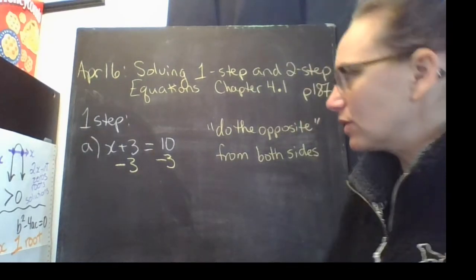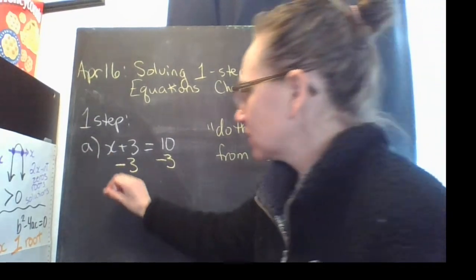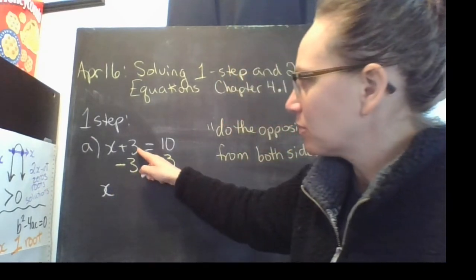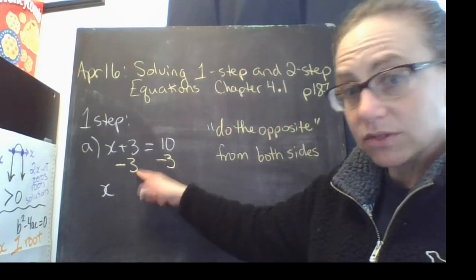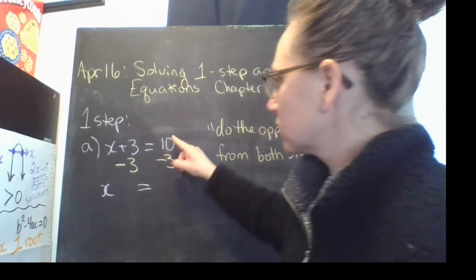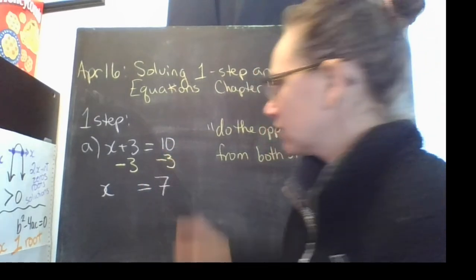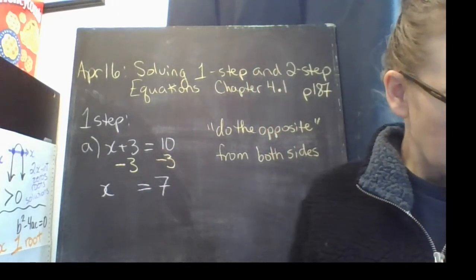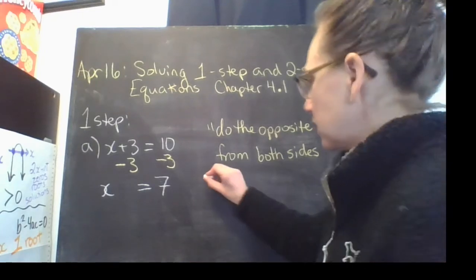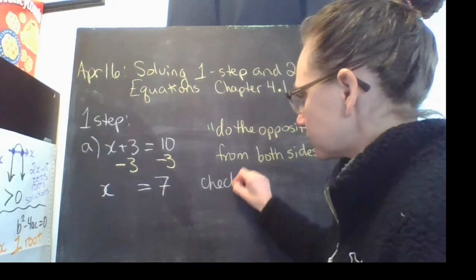So we have to do it to both sides. And the whole reason we do this is because I haven't done anything to my x, but plus 3 minus 3 becomes 0, so it's gone. Equals 10 minus 3 gives me 7. And I've now solved my answer. I can check. Let's definitely do a little check here.